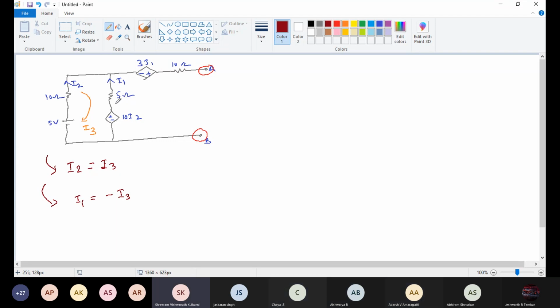Yes, sir. Now apply KVL to this mesh. Apply KVL to this mesh. Minus to plus, plus 5u.